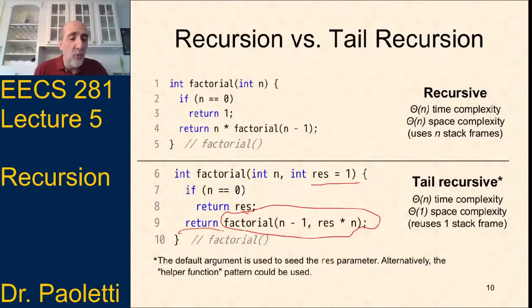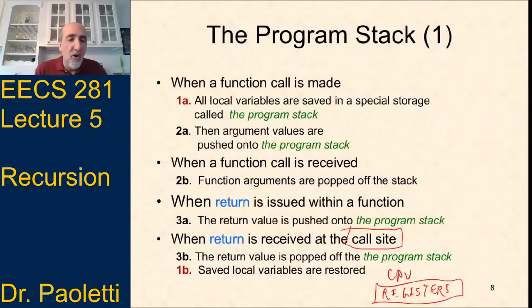So when we say we reuse the stack frames, what does that mean from 2 slides ago? What it means is I don't have to do step 1a, because I don't need my local variables. When that recursive call is done, I am done. So I don't need to do step 1a if I'm tail recursive. Step 2a, the argument values are pushed on the stack. Well, what we do is we don't push them onto the stack, we reuse them on the stack.